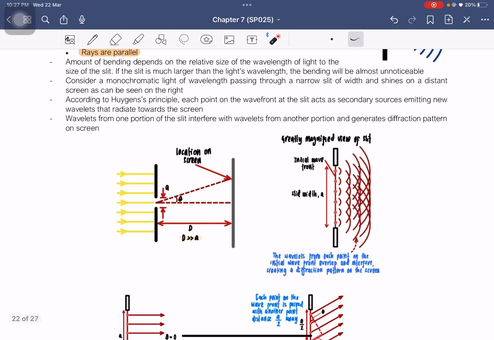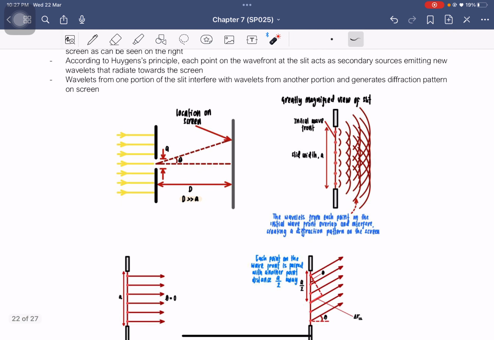So according to Huygens principle, each point on the wavefront at the slit acts as a secondary source, emitting new wavelets, like here. Okay, so it radiates towards the screen here. This is the magnified view of the slit. The wavelets from one portion of the slit will interfere with wavelets from another portion. So here the wavelets already have interference, which then generates a diffraction pattern on the screen.